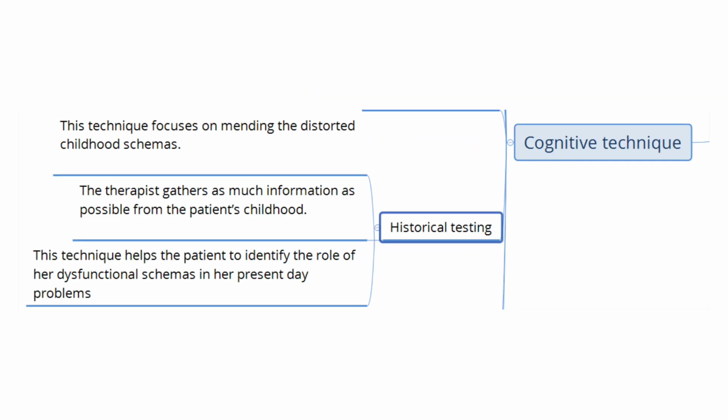Another technique is historical testing. As the name suggests, historical, in this method the therapist looks at the patient's schemas that were developed during early childhood. If those schemas are distorted, then her self-image remains distorted during the whole childhood. Therefore, this technique focuses on mending her distorted schemas.